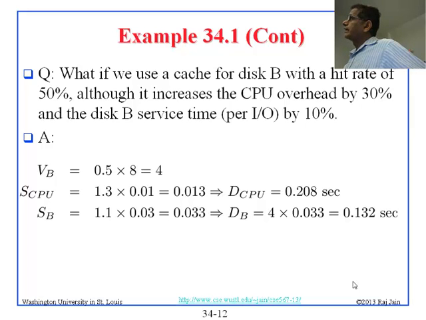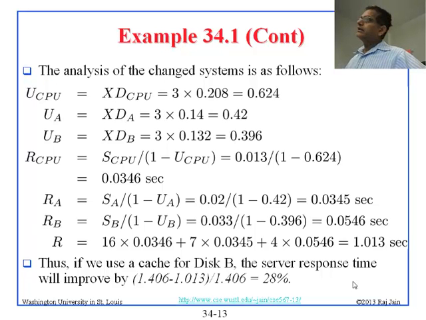Then you calculate the total CPU demand, and you calculate the new demands. So you can calculate the new utilizations, and now you see that disk B is no longer the bottleneck. Now the bottleneck is what? Among these three, what is the bottleneck? CPU has become the bottleneck now, right? Anyway, with that, we can calculate the system response time and so on and so forth.